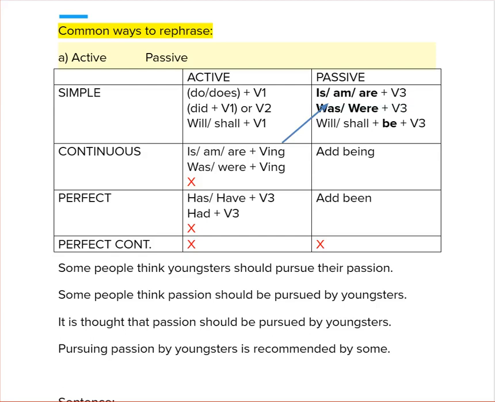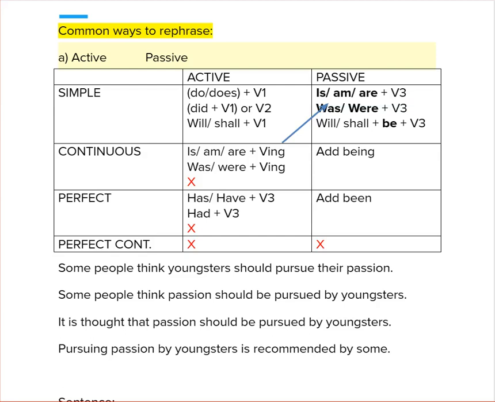Now we talk about continuous. Is/am/are/was/were plus verb-ing becomes add being plus V3. Perfect: has/have/had plus V3 becomes add been plus V3. Perfect continuous does not exist when changing active to passive.